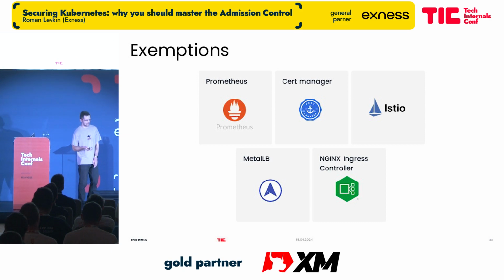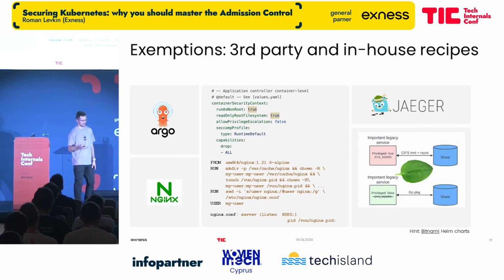Probably the biggest finding was that the main problem, the biggest task dealing with pod security, is to fulfill exemptions. What are our options here? First of all, try to check whether your third-party software already has a security context defined in the Helm chart provided to you by the vendor.